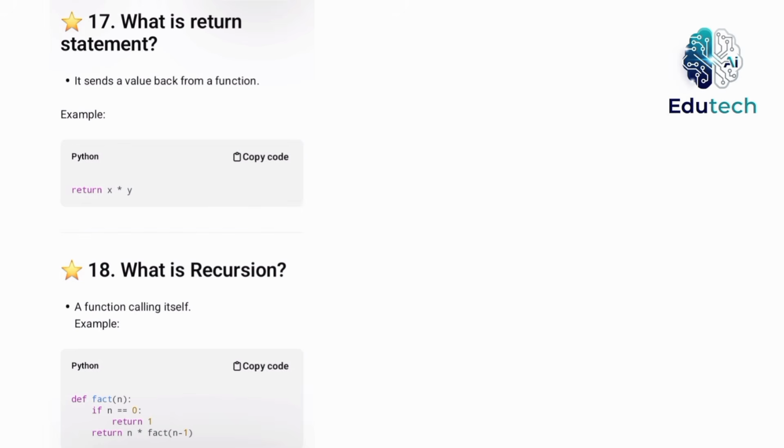What is the return statement? It sends a value back from a function. Return x times y. What is recursion? A function calling itself. Example: def fact(n): if n equals 0, return 1. Return n times fact(n minus 1).